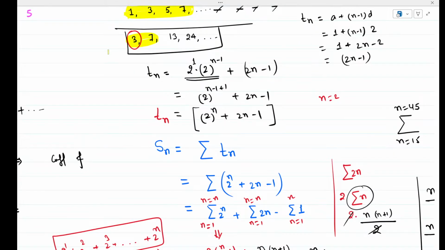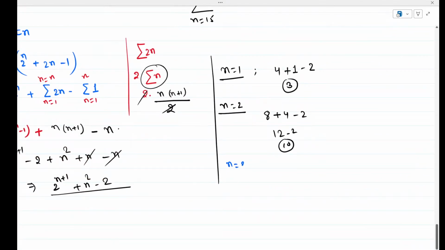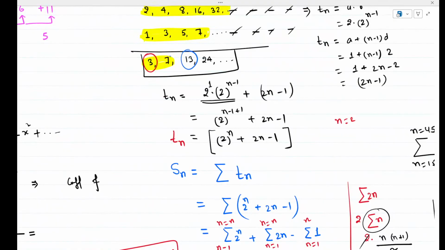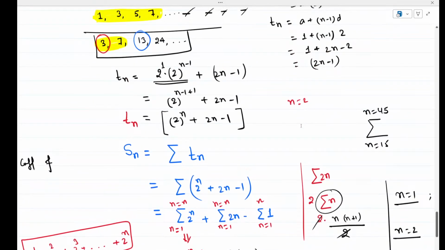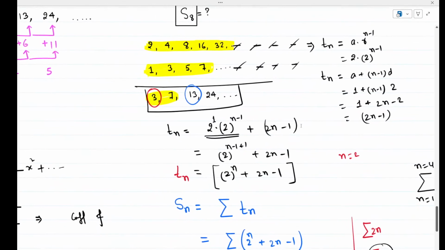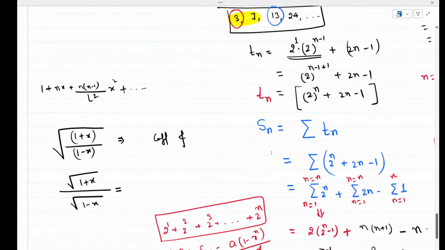If you want, we can check for n equals 3 also. 2 raised to power 4 is 16, plus 3 squared, that is 9, minus 2. So 25 minus 2, that is 23. Let me check. Yeah, 10 plus 13 is 23. So it's working. We have discussed the direct, simple way, and the general way also, if we have to solve this. Any other doubt in this question? No. We can move on to the ones that you gave.